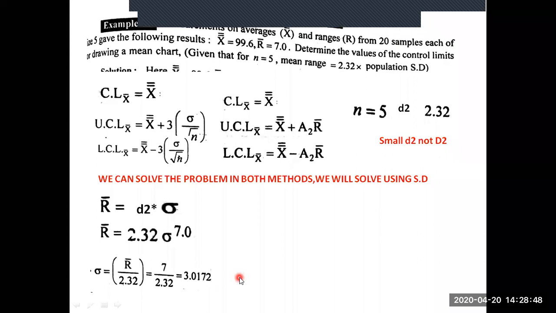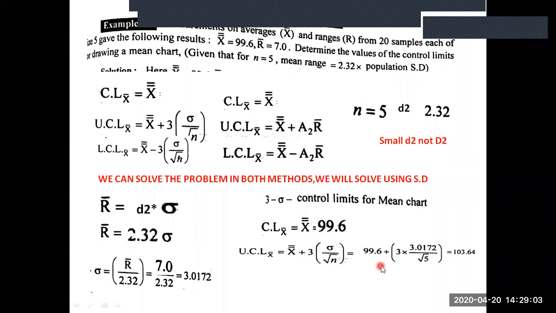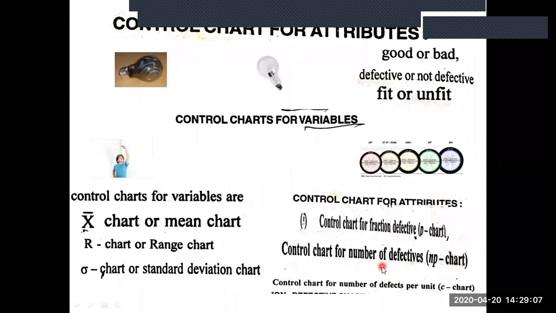Next, 3 sigma control limits. Control line is x double bar. The value of x double bar is 99.6. Upper control line is x double bar plus 3 into something. Just substitute the values and you will get it. Similarly for the lower control line, substitute the values and you will get it.